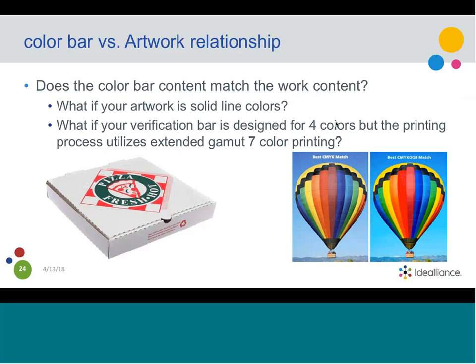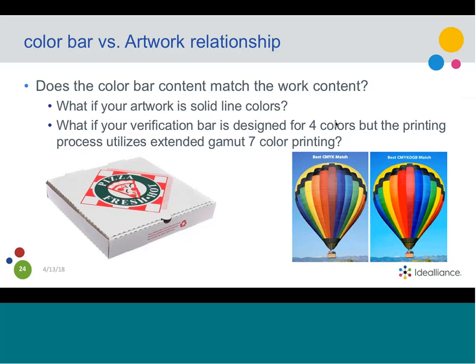Yeah, I've got two examples here which I wanted to show as two common examples of, what if your artwork is solid line colors? What if you're making this pizza box on the left? You can see it primarily uses two solid spot colors, a spot red and a spot green. So in this case, we can maybe measure inside the image area if that's important to us. But again, we're not going to use a 4-color process color bar when we have work like this with just two solid spot colors.